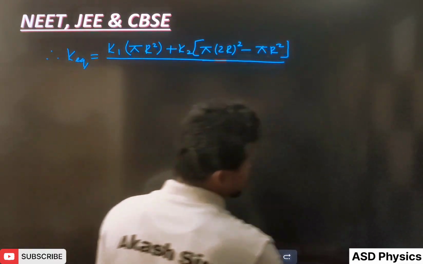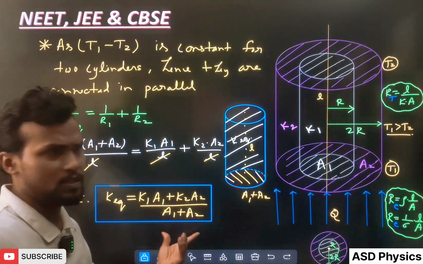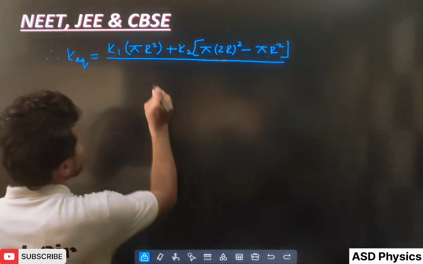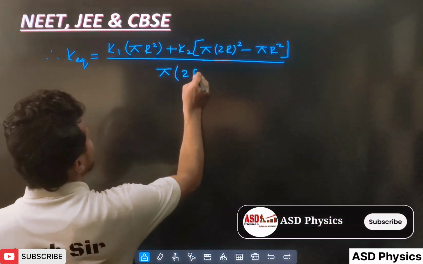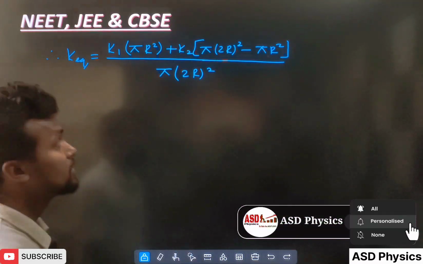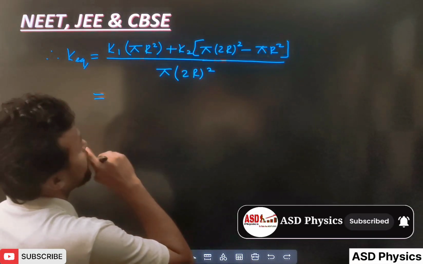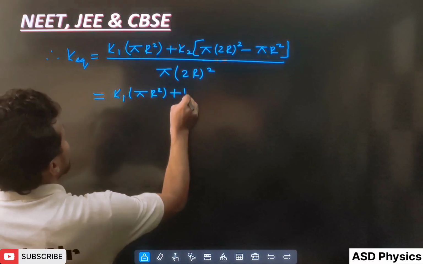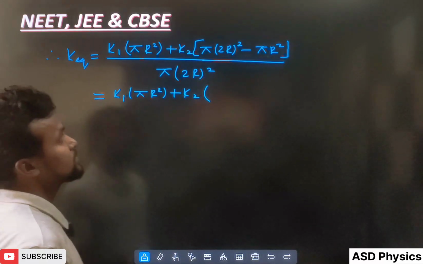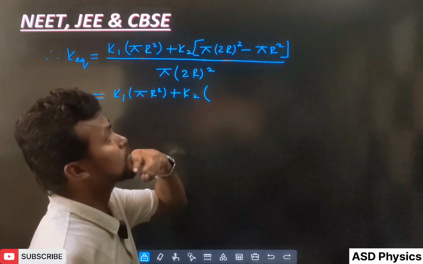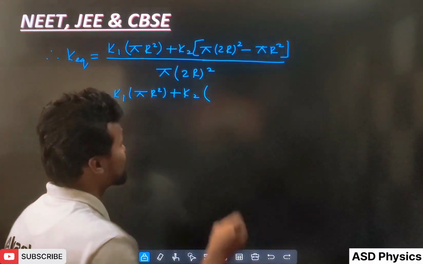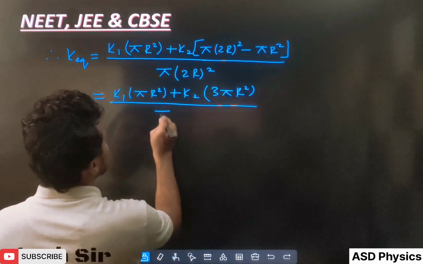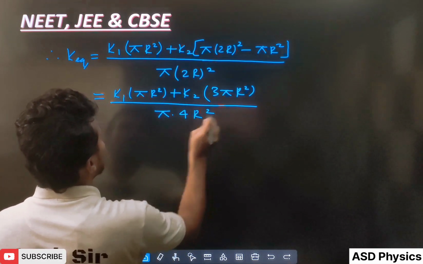The total area means A1 plus A2, that is the overall area. The radius is 2R, so the total area is pi into 2R whole square. Now let's simplify: K1 pi R square plus K2 times, 2R whole square is 4 pi R square, minus pi R square, which becomes 3 pi R square. And here we write pi into 4 R square.